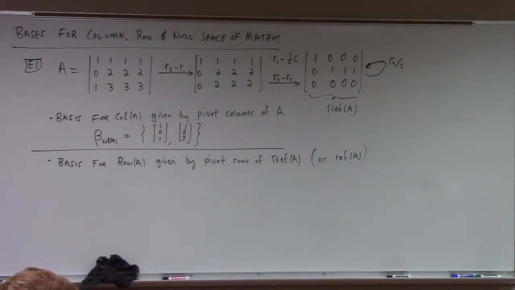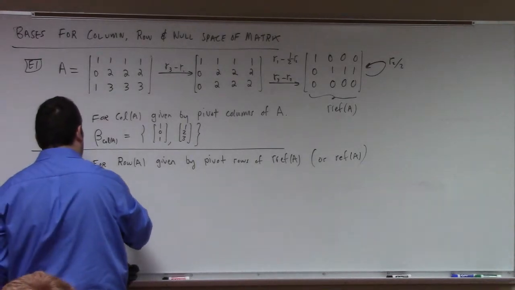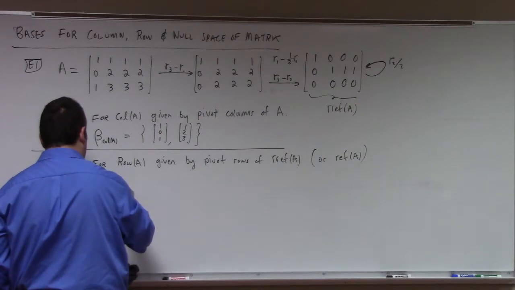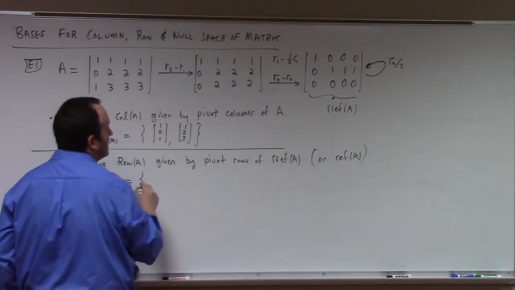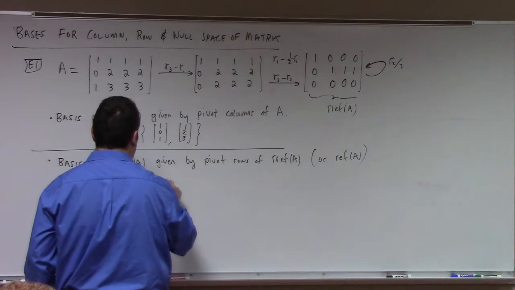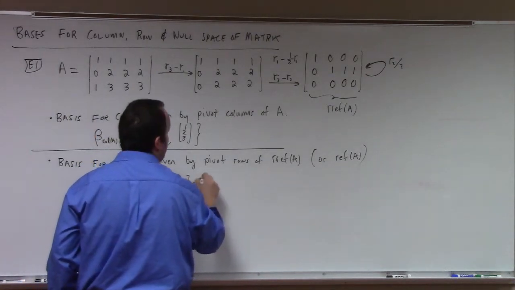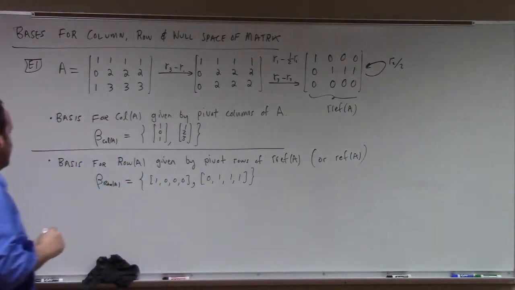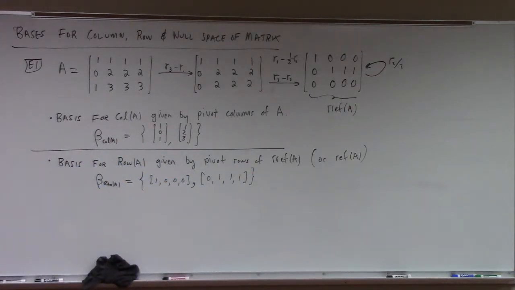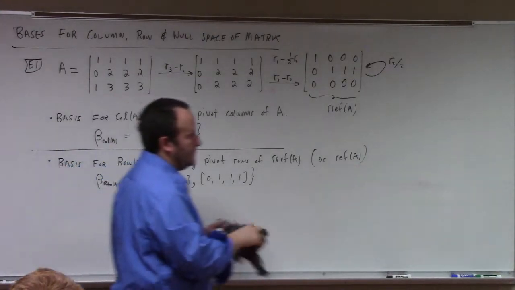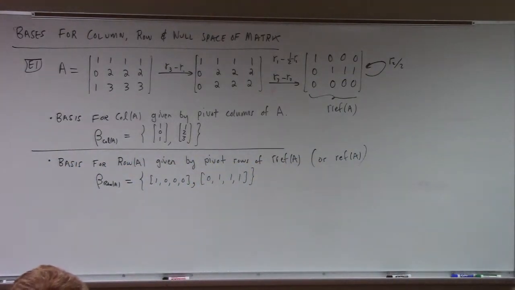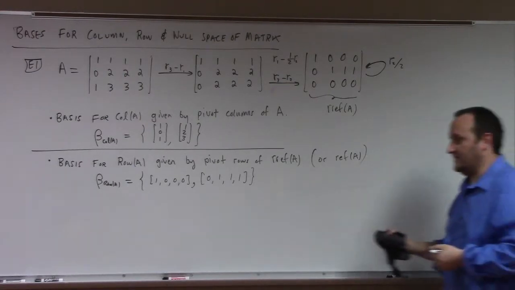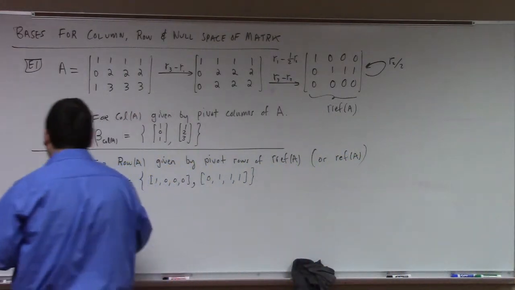Okay, so anyway, following my own advice, basis for the row space of A, I can use (1, 0, 0, 0) and (0, 1, 1, 1). I do hope you're reading the notes. There's much more the notes have to offer past what I'm showing you in class here, right?